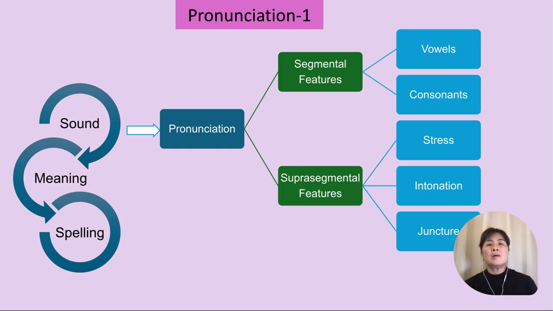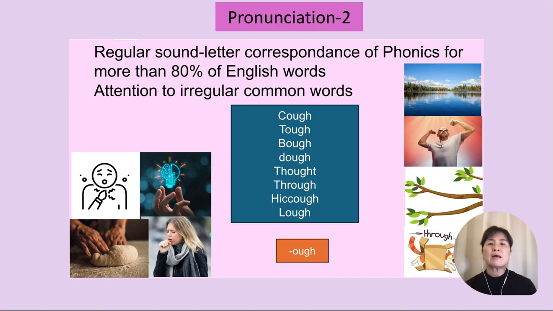But sometimes we forget about suprasegmental features that also matter in terms of meaning, such as stress, intonation, and the juncture. Regular sound-letter correspondence of phonics actually accounts for more than 80% of English words. So when you were little, you learned to pronounce the English alphabet and then you understood how to pronounce those alphabet letters in words.